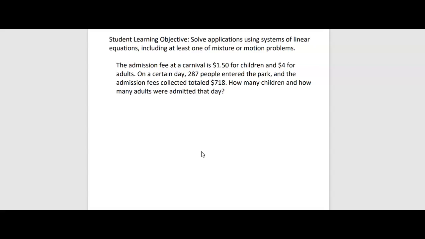So let's start off with some variables. Let's do C equals the number of children and A equals the number of adults. So the fact that 287 people entered the park means C plus A would equal 287.